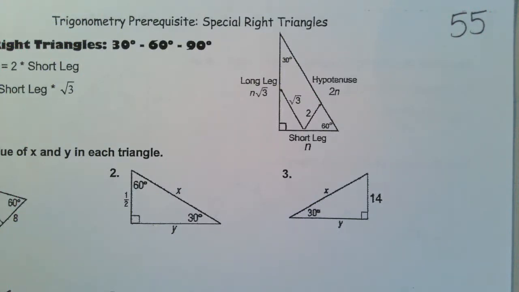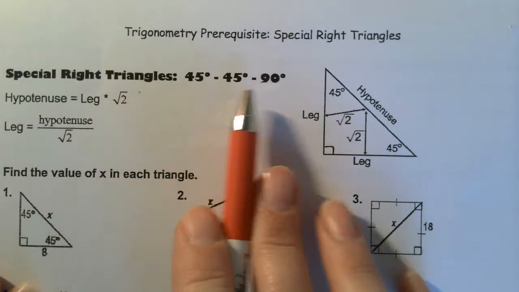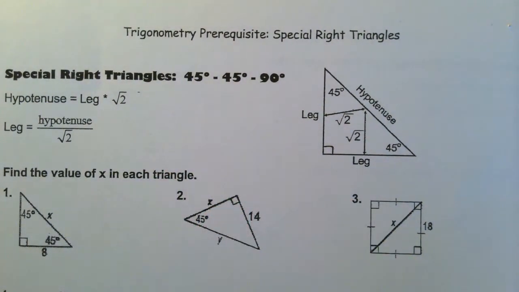All right, we are going over worksheet 55 to prep it and have you guys get moving. The front side focuses on 30, 60, 90s, and the back side focuses on 45, 45, 90. So these are not mixed up, but there's a little bit more to them.